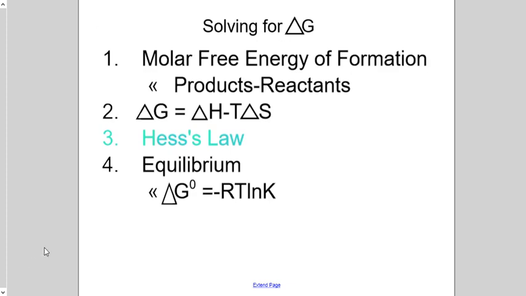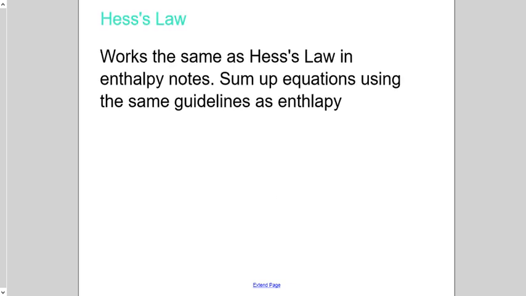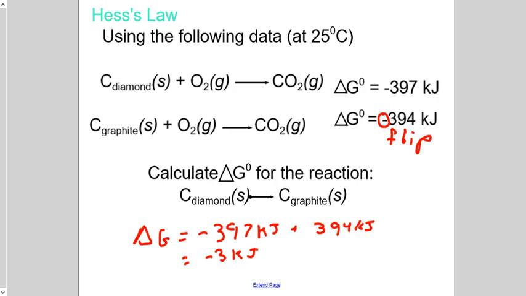Okay, third way of solving this is Hess's law. So we can bring back Hess's law. So this is going to work the same as enthalpy. So sum up equations using the exact same guidelines as enthalpy. Here's the only thing that's different. So we still have one reaction, we still have a second reaction, and instead of having delta H values, hey, we have delta G values now. Same thing, I'm trying to get them to equal this equation, so if graphite's on this side, I need to flip this reaction. Gets me graphite on the product side.